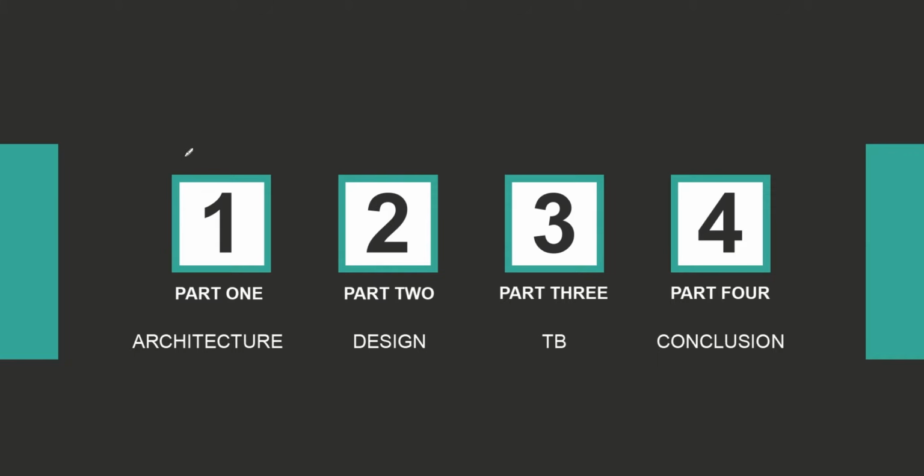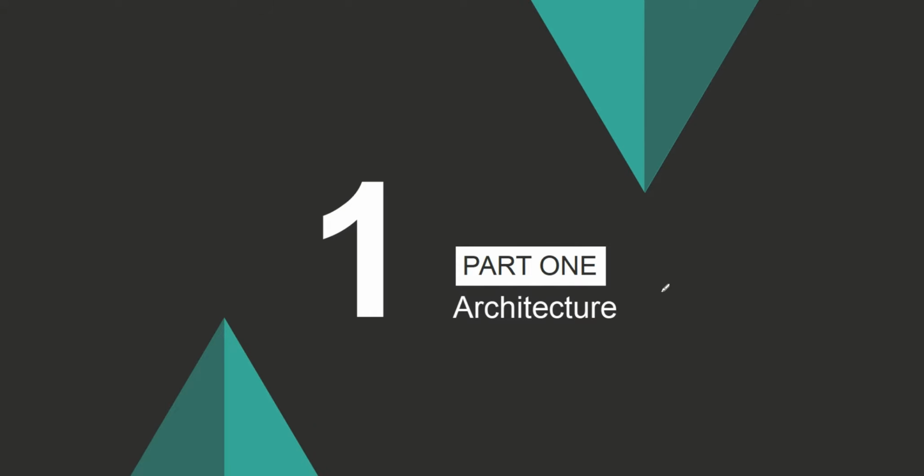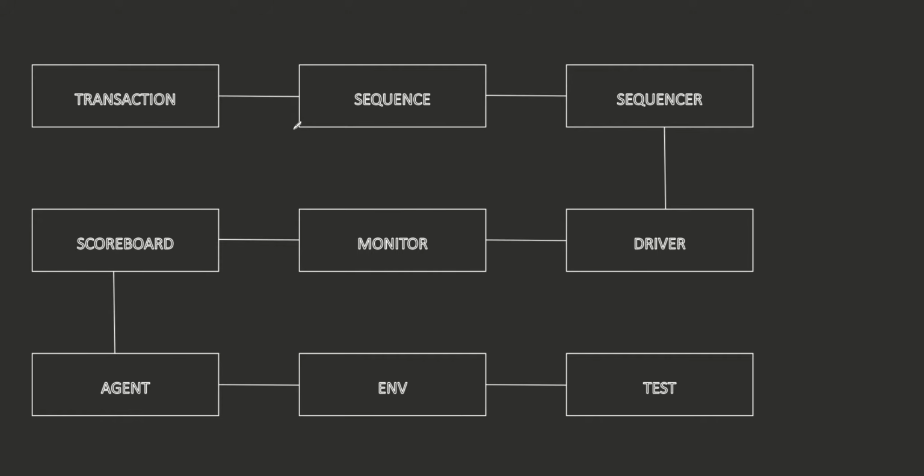Now, this is the flow we are going to follow. First of all, we will understand the architecture, and then we will see the RTL design of the header, and then we are going to implement our architecture, or you can say implement our testbench, using UVM, and finally we will conclude our video. So the first part is architecture. So you can see the architecture.